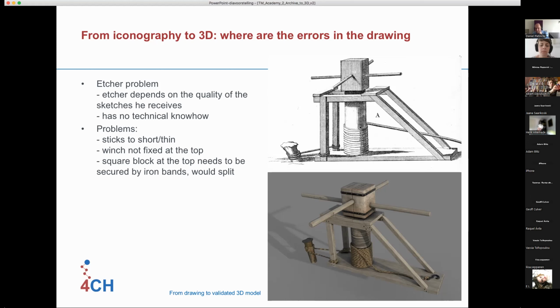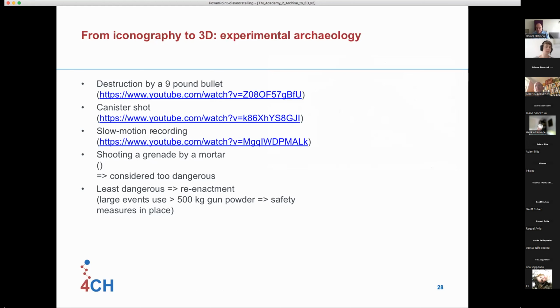exercise that we have to make from drawings that sometimes contain errors to something that is more plausible, that is more correct. And here it's a very good illustration of somebody who made a drawing that has no clue what he was drawing, in fact. Okay. So that's about the sources.